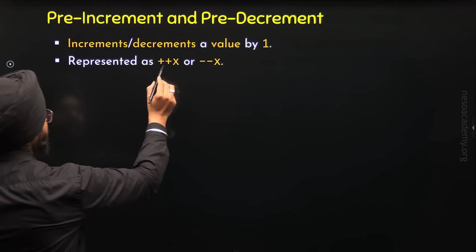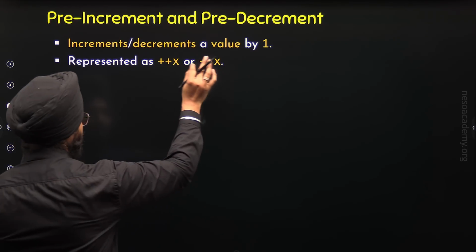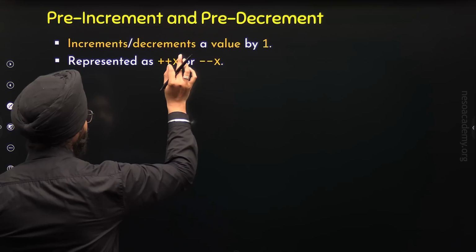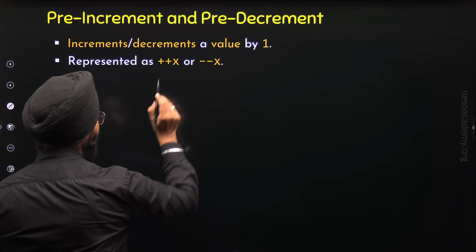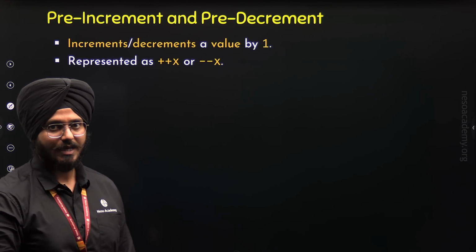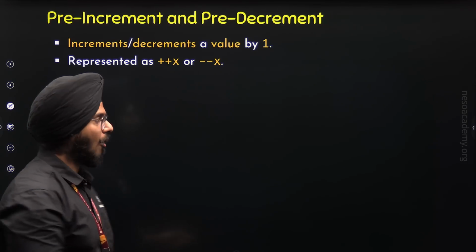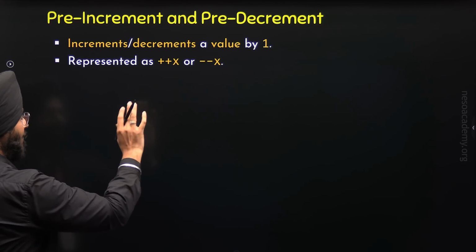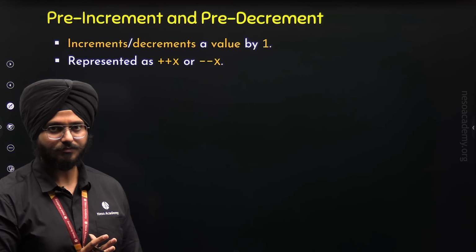These are called pre-increment and pre-decrement operators because these operators are applied before the operand. And you can observe that these operators are unary operators. They can only be applied on one operand. And the operand here is x. I'm considering x as some variable. I hope this is clear to you.